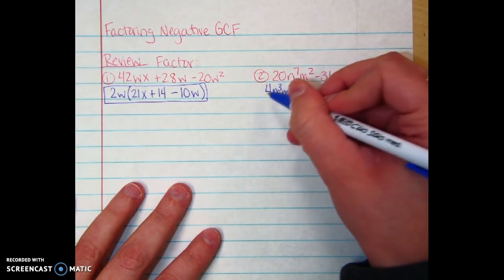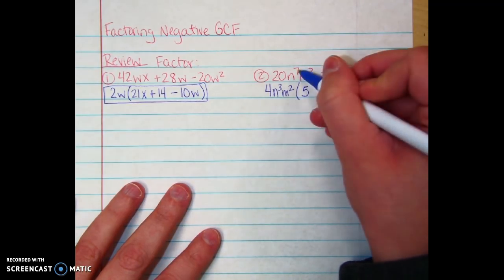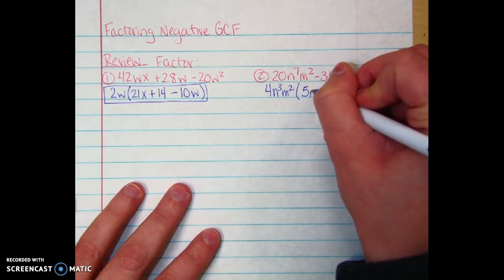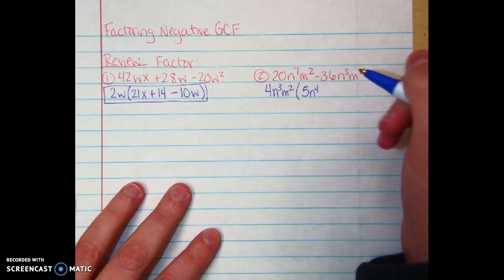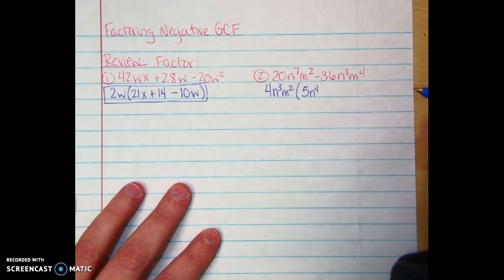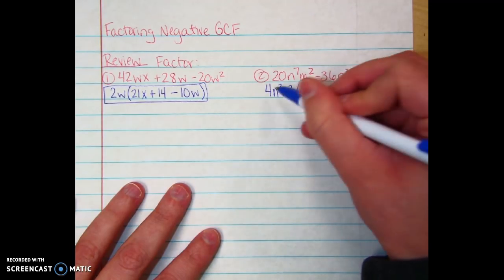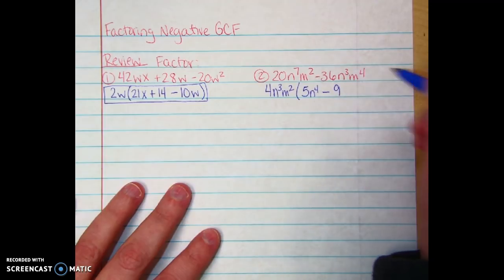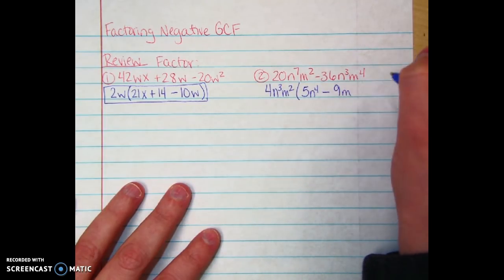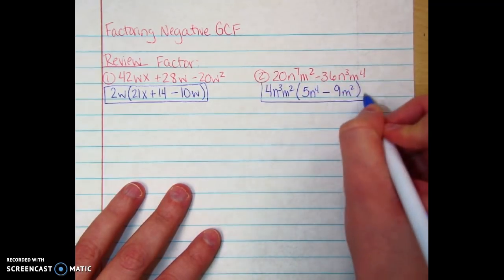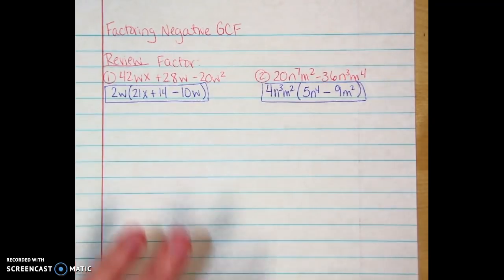Okay, 20 divided by 4 is 5. 7 minus 3 is 4. 2 minus 2 is 0, so no m's for that one. Bring down the minus sign. 36 divided by 4 is 9. 3 minus 3 is 0, so no n's, but there are 2 m's. Okay, so that is the stuff from yesterday.